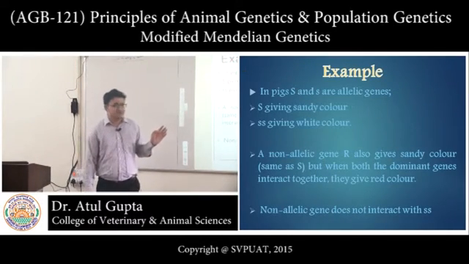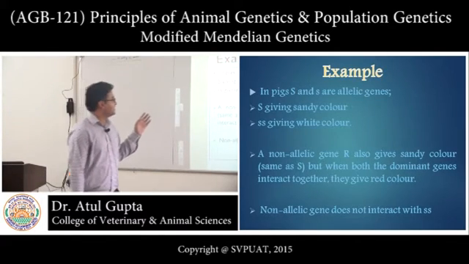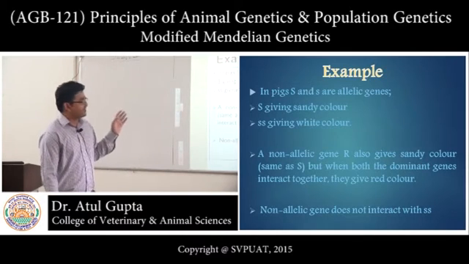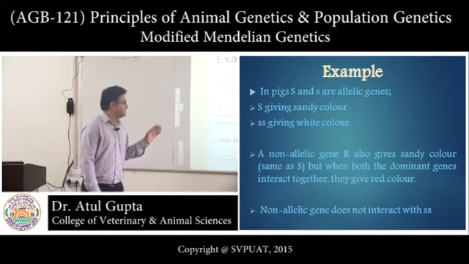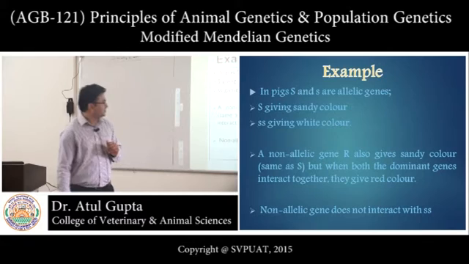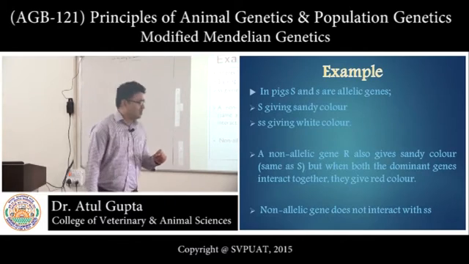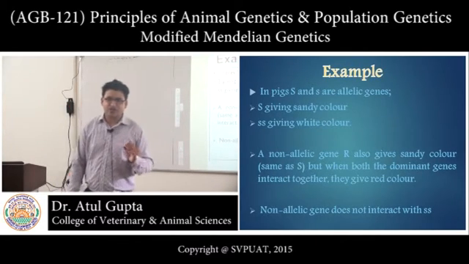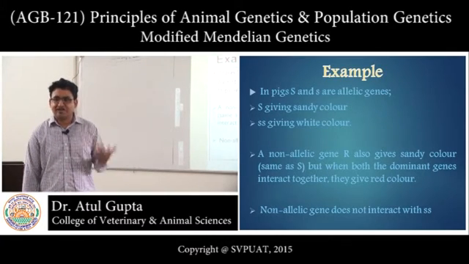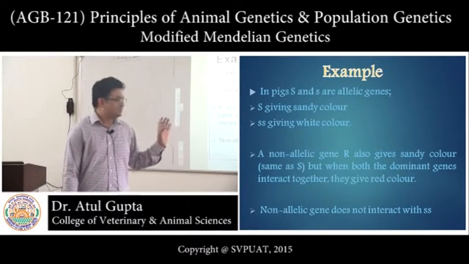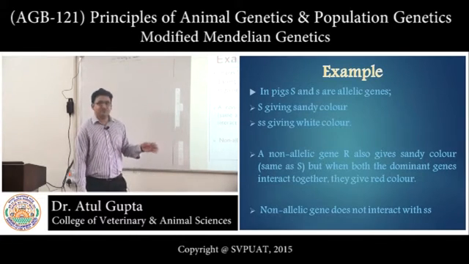An example for this type of epistasis is in pig, where capital S and small s are allelic genes. Capital S gives sandy color and small s gives white color. In the non-allelic gene, capital R also gives sandy color. But when both the dominant genes interact together, they give red color. That is, when capital R and capital S are together, they will give red color. But when they are present separately, they will produce sandy color. The non-allelic gene does not interact with small s.